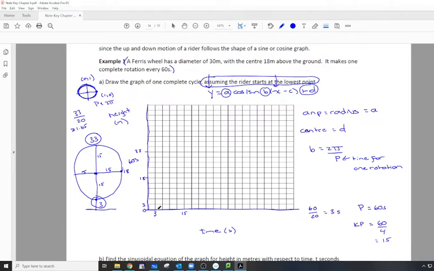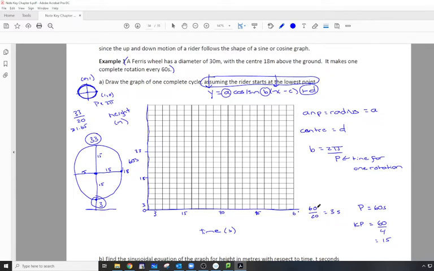So that was how many grid lines? 1, 2, 3, 4, 5, so I'm up to 30. 1, 2, 3, 4, 5, I'm up to 45. And 1, 2, 3, 4, 5, I'm up to 60 seconds.